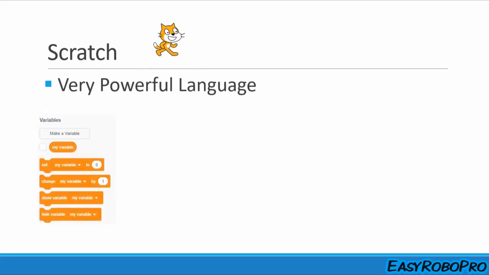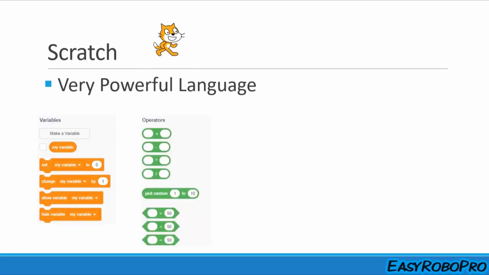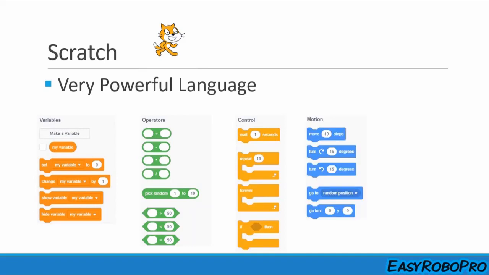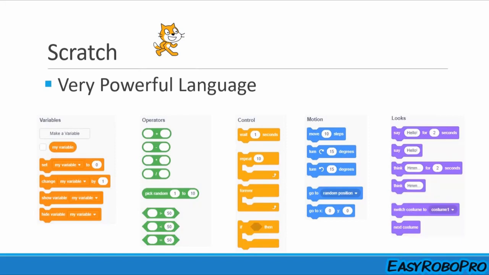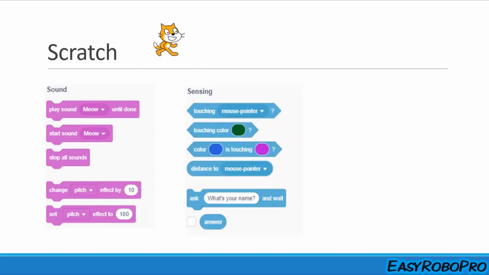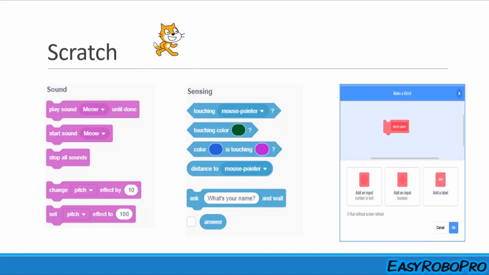Like any other programming language, it has variables, operators, arithmetic operators, logical operators, relational operators, control statements, if else, for loops, repeat loops, motion, moving the character from one area to another, looks, which means displaying information, changing backdrops, changing the costume, sound, where we can have our own sound recorded or use the inbuilt sounds available, sensing, like sensing some color or sensing some character touch. We also have the concept of video sensing, which is very interesting. Finally, we can create our own blocks using the Scratch programming language.